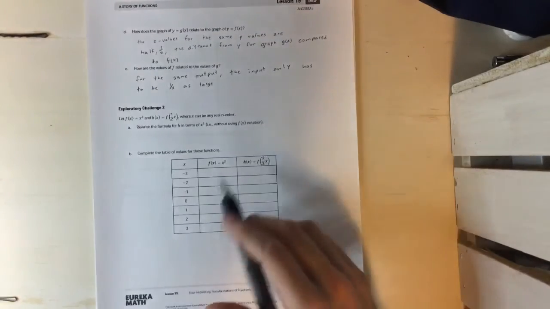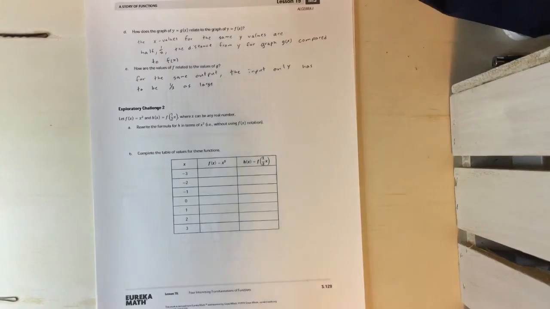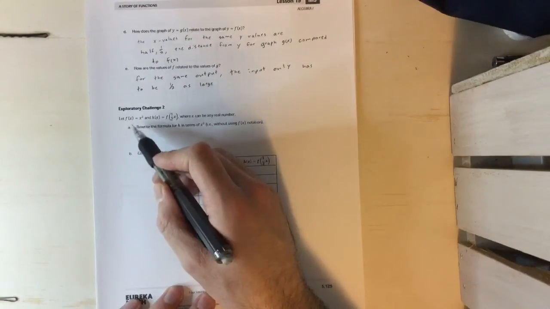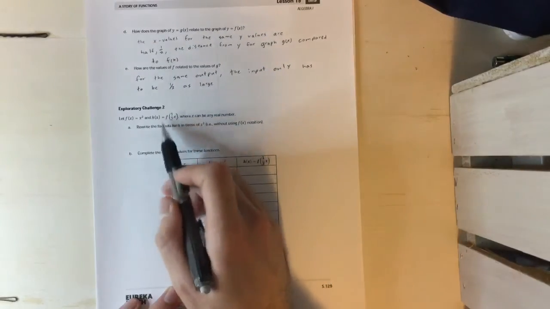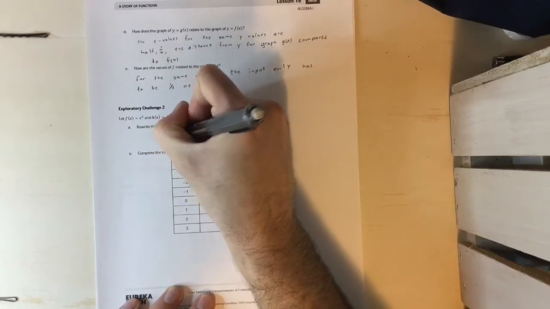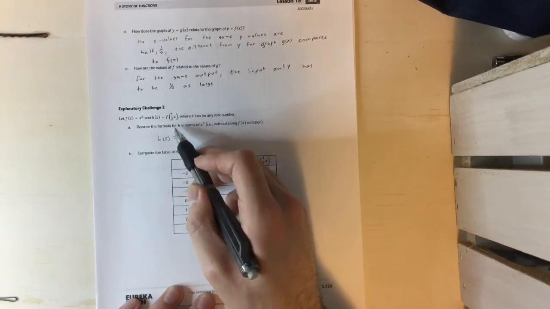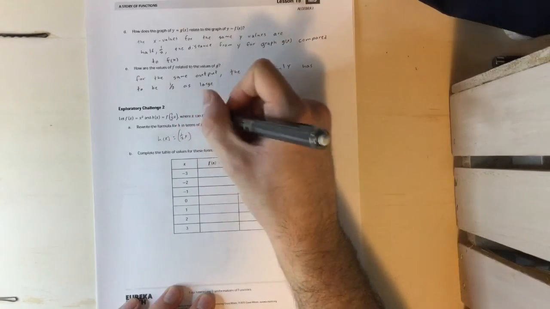So exploratory challenge 3, I'm going to add a chart on here to show you the difference between vertical scaling and horizontal scaling. We're going to rewrite this one out. We now have let f of x equals x squared, and h of x is going to equal this in here. So h of x equals, place 1/2 x wherever you see x. So 1/2 x, and it's going to be squared.